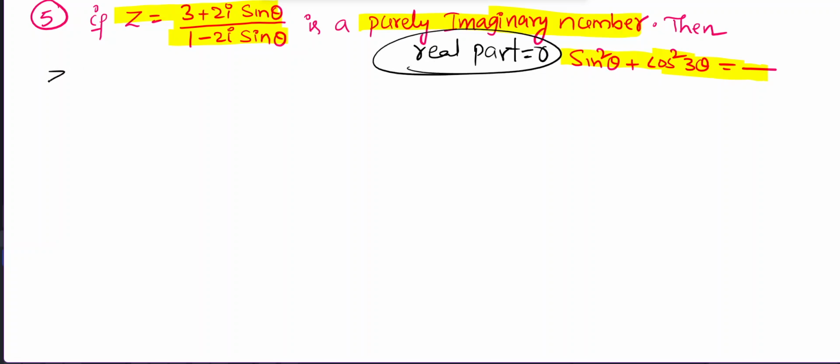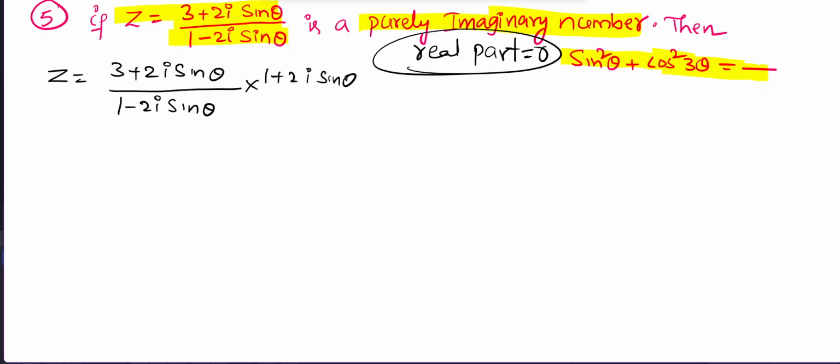So take rationalization for this z. Z is given as 3 plus 2i sin theta by 1 minus 2i sin theta. Take rationalization. The rationalizing factor is 1 plus 2i sin theta, multiplying and dividing by this value, 1 plus 2i sin theta. Now for the real part, here 3 is multiplying by 1. This is one real part, and the imaginary part is multiplying by this imaginary part.